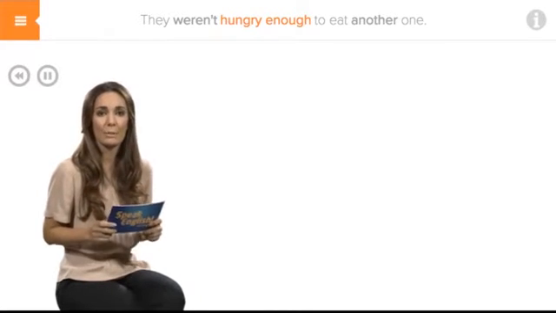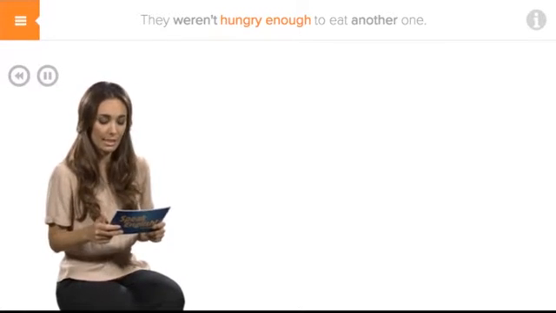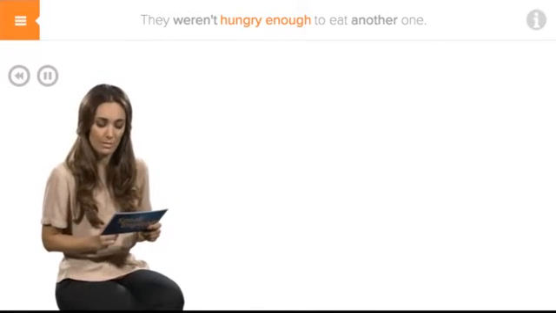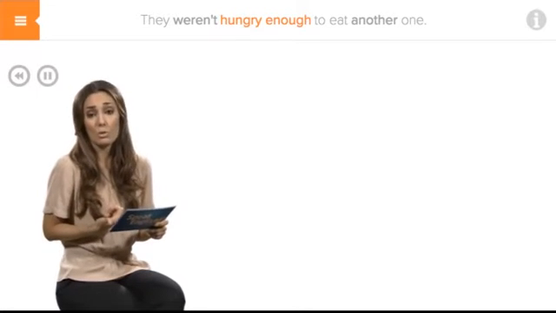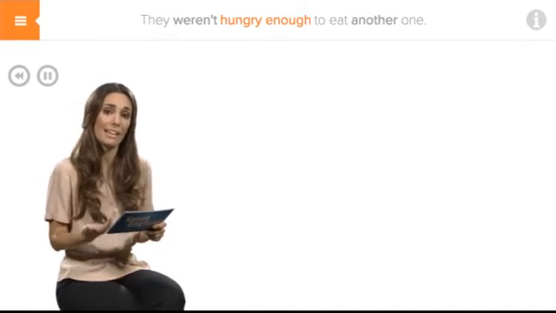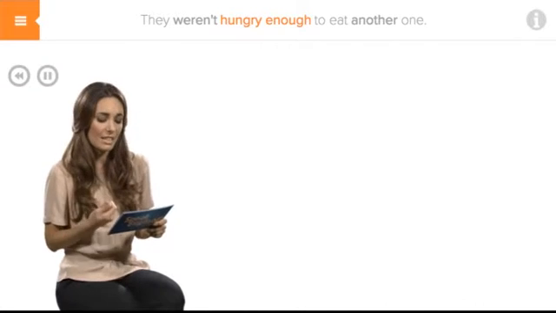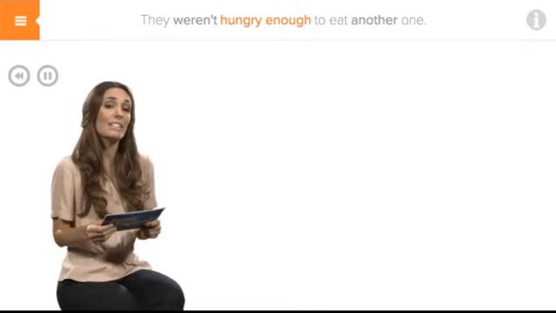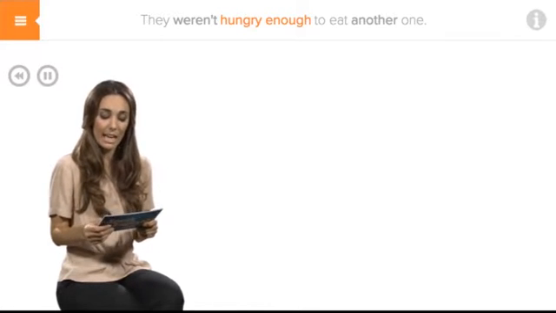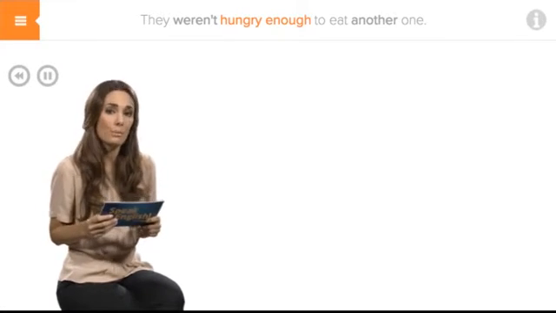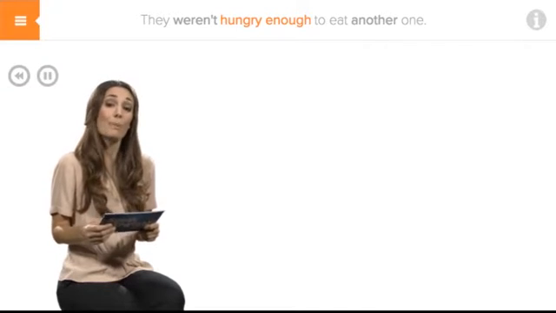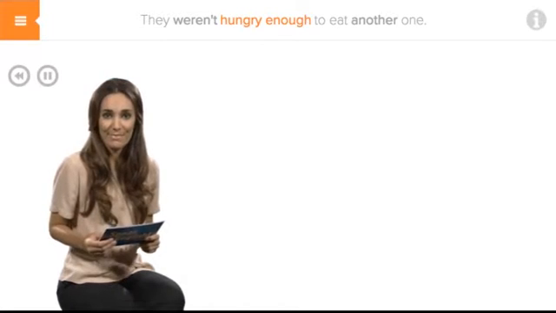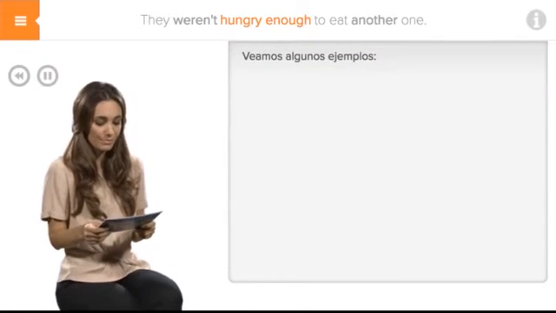Enough, que significa bastante, en el sentido de suficiente, puede ir después de un adjetivo, por ejemplo, it's not good enough, o bien precediendo a un sustantivo, como veremos más adelante. La traducción de enough variará según el caso. Por ejemplo, la de it's not good enough sería no es lo suficientemente bueno, mientras que la de I'm not hungry enough sería no tengo hambre suficiente. Y ahora vamos a ver 3 ejemplos.